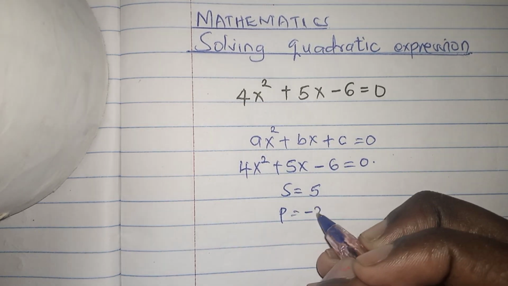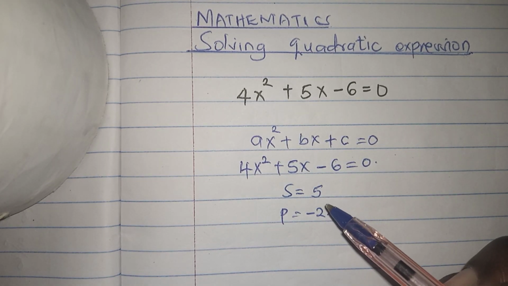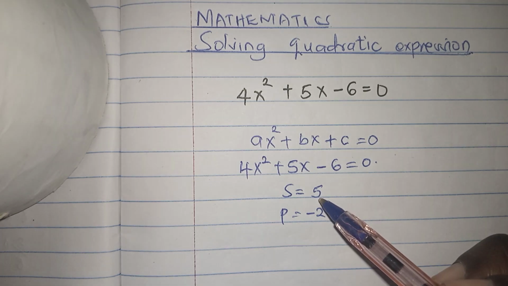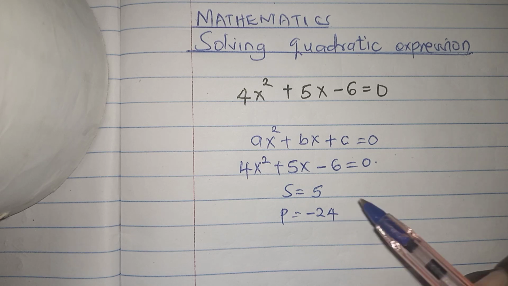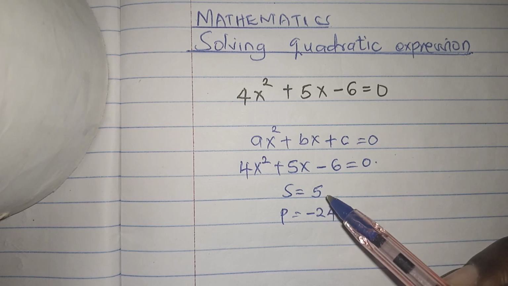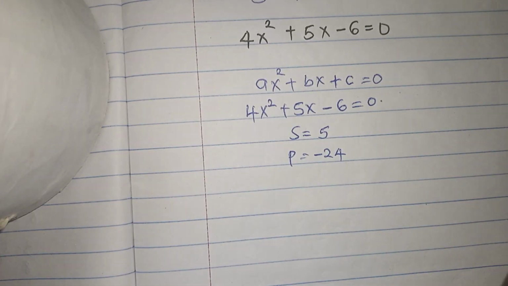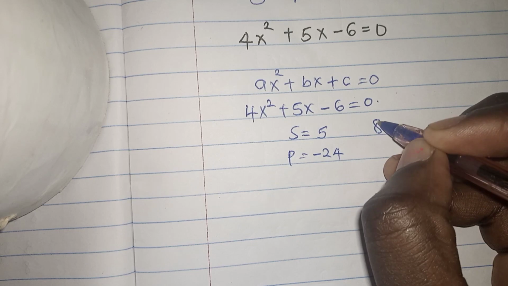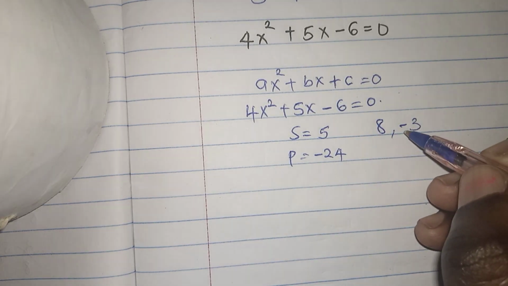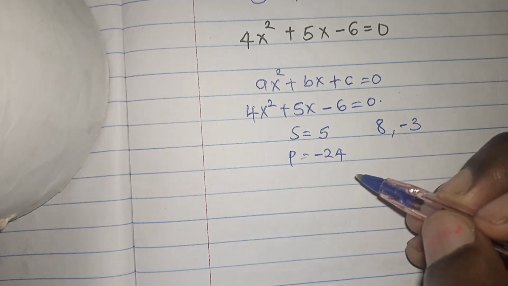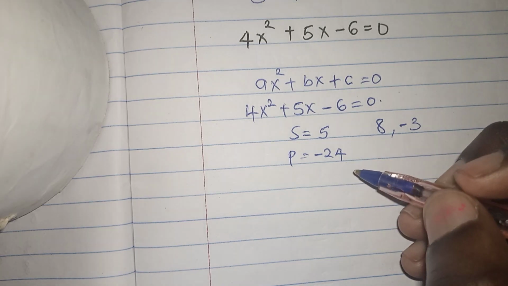This is negative 24. The next step is that I will look for two numbers. Their sum is 5, and their product is negative 24. If I add them up, I'll get 5, and if I multiply them, I'm supposed to get negative 24. And these numbers are 8 and negative 3. If I add 8 plus negative 3, I'm getting 5. If I multiply 8 and negative 3, I am getting negative 24.